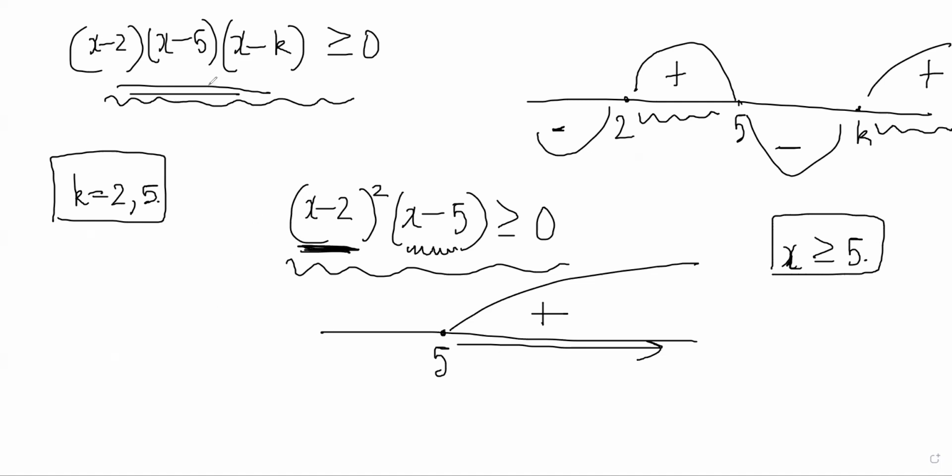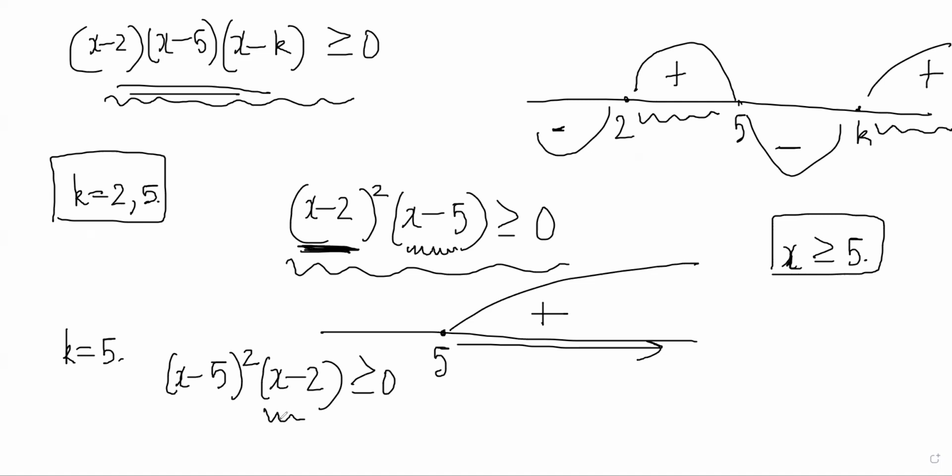What happens if k was equal to 5? If k was equal to 5, then it'd just be (x minus 5) whole square, and then you'd have to worry about the x minus 2. Again, it becomes a single interval because a perfect square is always positive. Is it clear what is happening? Yeah, it is clear.